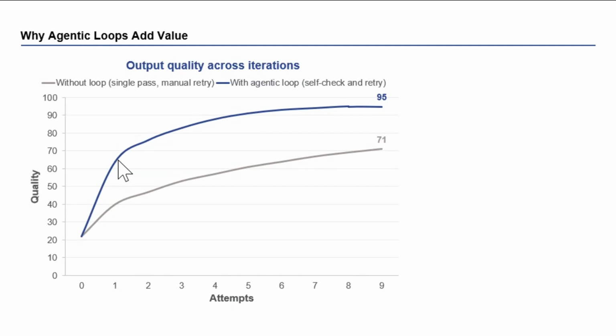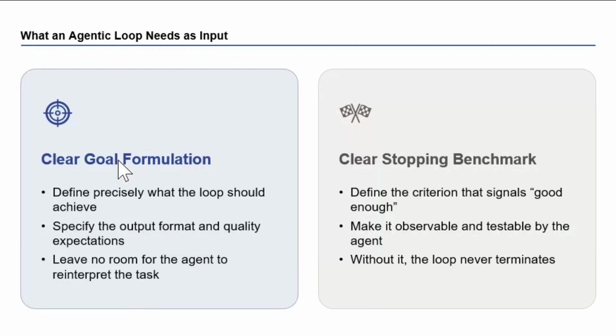Let me now explain what you need to provide to initiate an agentic loop. Fundamentally, you need to provide two things. First of all, you need to clearly explain the goal that you want to achieve. Here we go from formulating a specific task to a specific goal, and we give the agent some freedom in determining how it should execute that task. Be very precise in what the loop should achieve, what kind of output you really want, and what kind of quality expectations you have. In that way, the agent will be able to independently try to reach this goal.